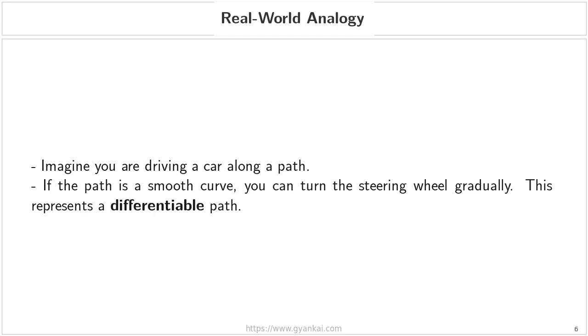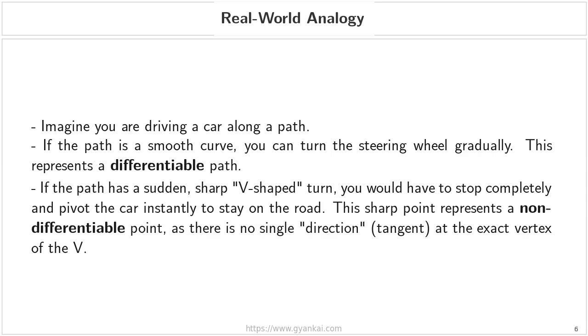Now, to help you visualize the formal conditions we just discussed regarding the left and right-hand derivatives, let's use a real-world analogy. Imagine you're driving a car along a path. If the path is a smooth curve, you can turn the steering wheel gradually and continuously to follow the road. In mathematical terms, this represents a differentiable path, because at every single point, there is a clear, unique direction you are heading. However, consider a different scenario.